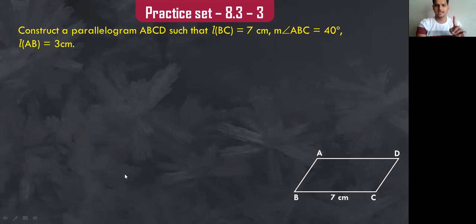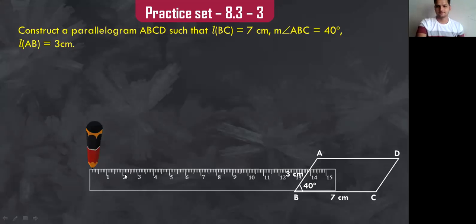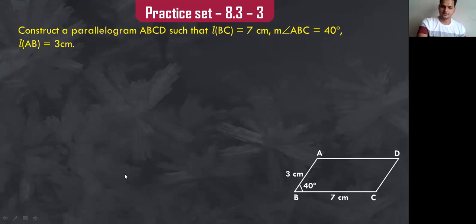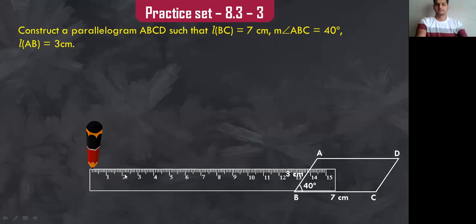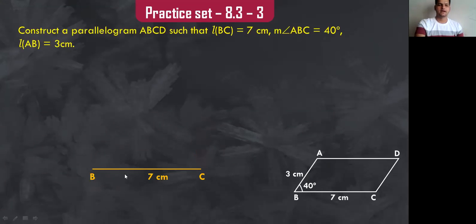Measure of angle ABC. Students, to go with the angles, use your finger to point the vertices. That is angle ABC. The length of segment AB is 3 centimeters, which is already given in the question. So first of all, we will start from the base of the parallelogram. What is the measurement of base BC? 7 centimeters, right? Correct. After that, we will mark it as segment BC.